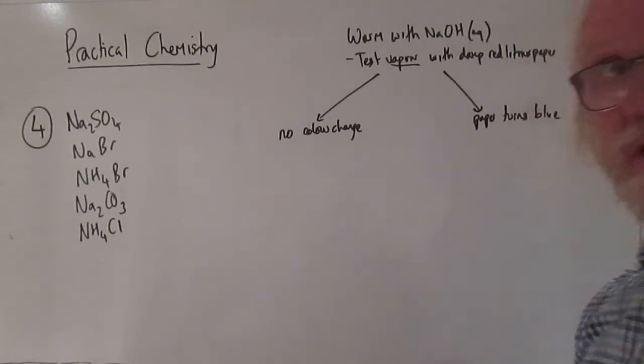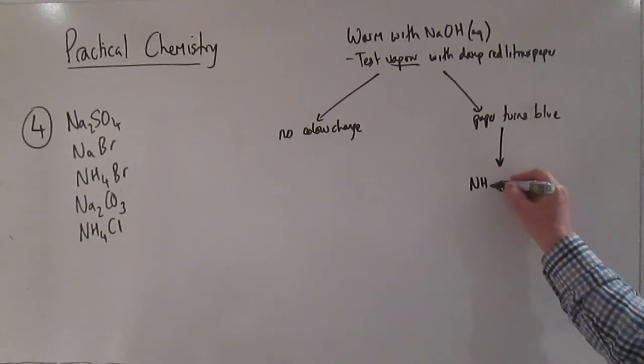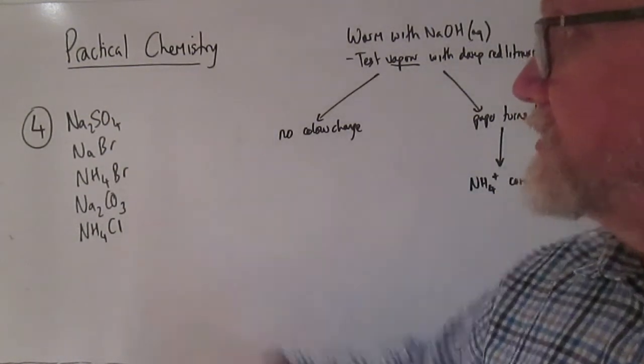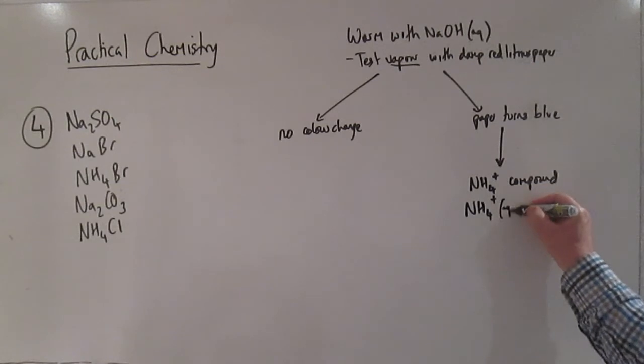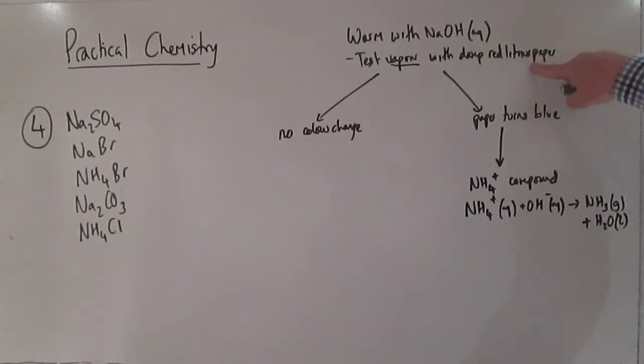And the paper turns blue if you have an ammonium compound, because that produces ammonia, which is an alkaline gas. So if the paper turns blue, that means that you have an NH4+ compound. So in other words, ammonium bromide or ammonium chloride. And the equation for that is NH4+ (aq) + OH- (aq) gives you ammonia gas, NH3, plus steam, or just liquid water, depends how strongly you heat it. But the important thing is that the ammonia is produced as a gas, and that's what produces the colour change. So that's the test, that's the observation, that's the conclusion, that's the equation, and that's what you need to have documented.